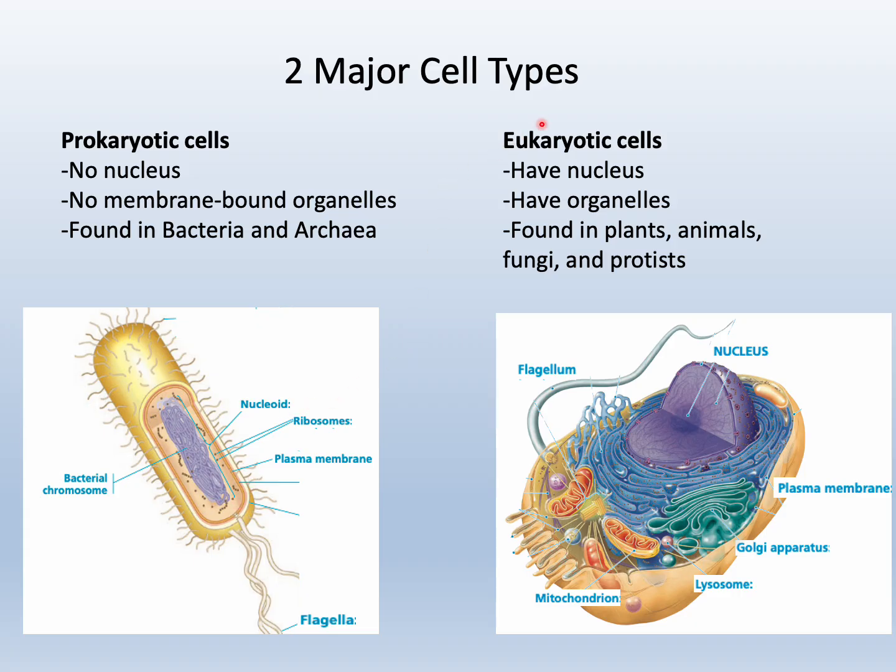Next, we have eukaryotic cells, which are found in plants, animals, fungi, and protists, and they do have a nucleus and many specialized organelles. Think of it this way. A prokaryotic cell is like a one-room studio apartment, while a eukaryotic cell is like a house with many rooms, each designed for a specific job.